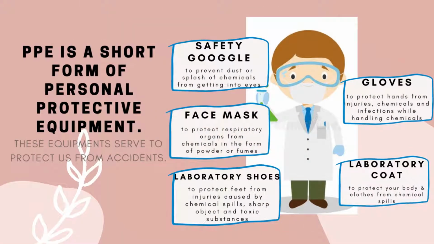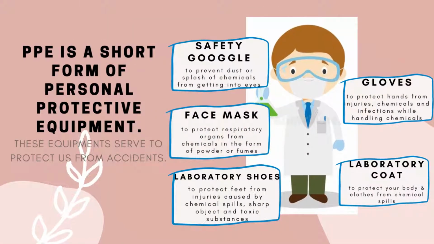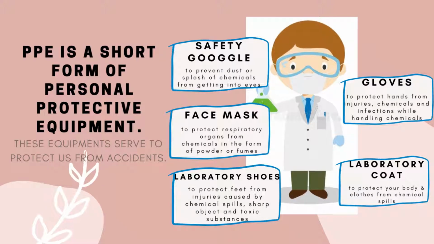But what is PPE? PPE is a short form of personal protective equipment. This equipment serves to protect us from accidents. It has safety goggles, face masks, laboratory shoes, gloves, and a laboratory coat.